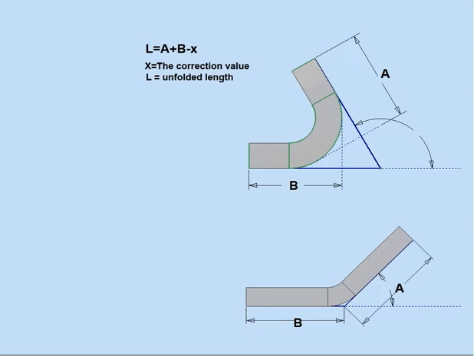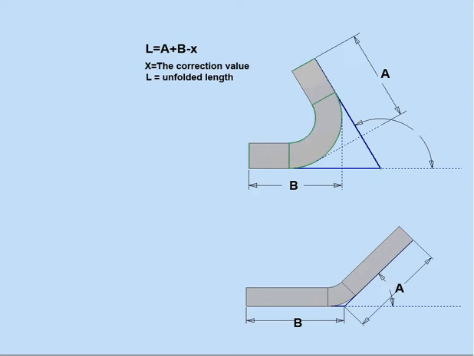Parts which are bent less than 90 degrees and parts which are bent more than 90 degrees are measured differently, as indicated by the diagram that I put together for this chapter. As a result, the length of the unfolded part is A plus B minus the correction value.